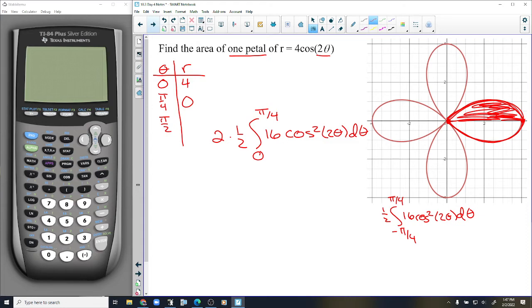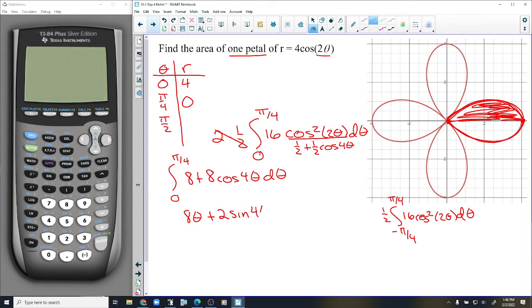All right. 0 to pi over 4, those cancel. This is 1/2 plus 1/2 cosine of 4 theta. I can make that replacement right there. Then if I run the 16 through, it's 8 plus 8 cosine of 4 theta. And now we integrate. We get 8 theta plus 2 sine 4 theta from 0 to pi over 4.